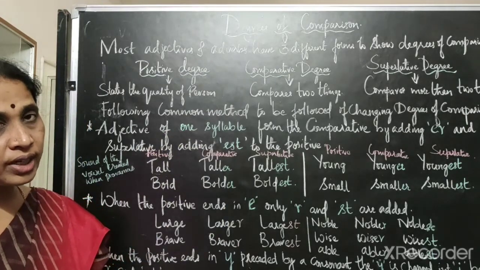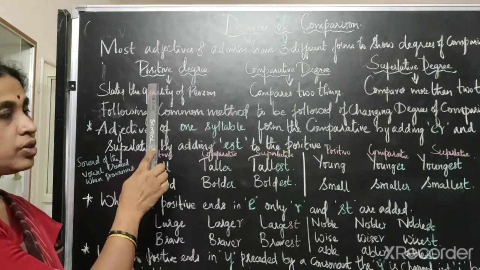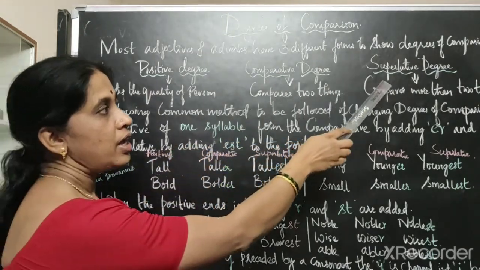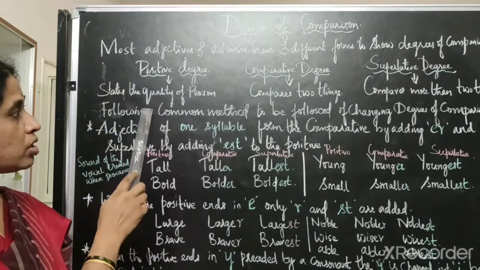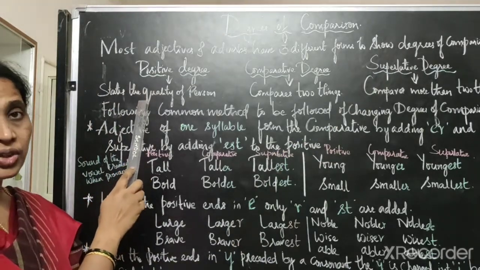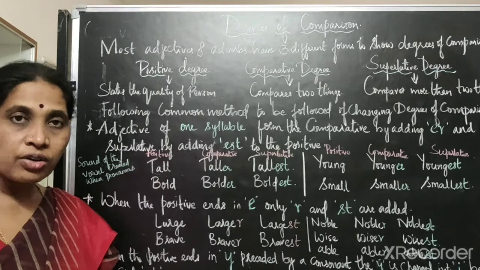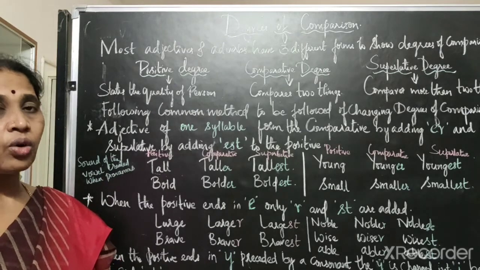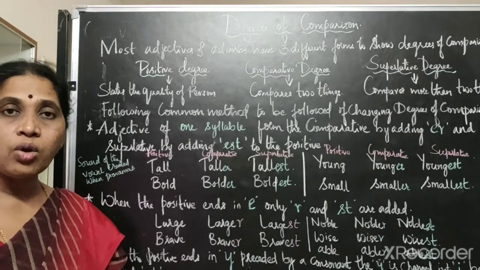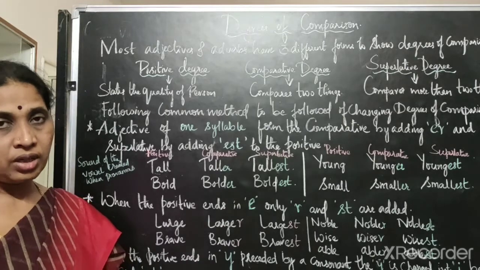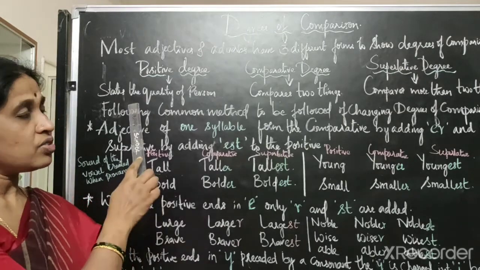So what are those three degrees of comparison? Positive degree, comparative degree and superlative degree. So what is positive degree? Positive degree just states the fact of the person or just states the quality of the person, and no comparison is made between them. Okay, so no comparison is made here.